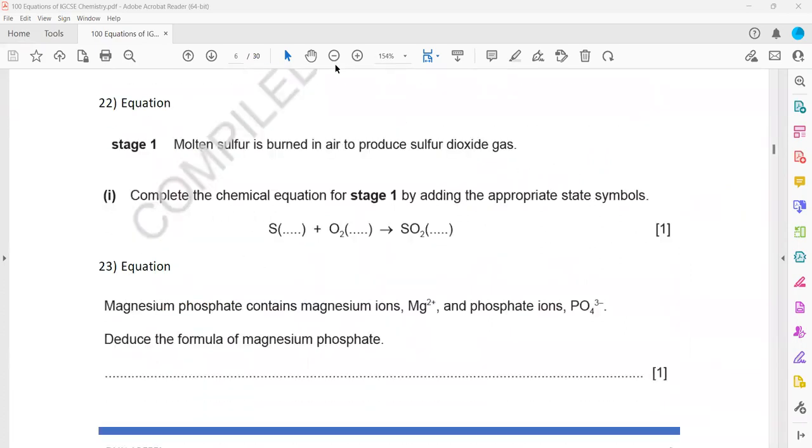In question 22, molten sulfur is burned in air to produce sulfur dioxide. Complete the chemical equation for stage 1 by adding appropriate state symbols. You just have to add the state symbols. What is the state of sulfur? Sulfur is solid at room temperature. Oxygen is gas and sulfur dioxide is also a gas. When do we write the state symbols? Usually they mention in the question to include state symbols. Normally in an ionic equation, it's better to write the state symbols.